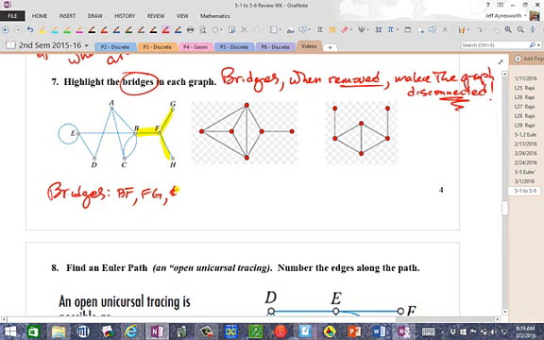Okay, over here on the second graph, I see a bridge here. Any other edge, if eliminated or removed, doesn't make the graph disconnected. So only one bridge here. And then I see two bridges here, one here and one here. If I eliminate the middle edge here, that doesn't make the graph disconnected, so that's not a bridge. So I have a bridge right here, and then here, and right here. All right, fun times here.